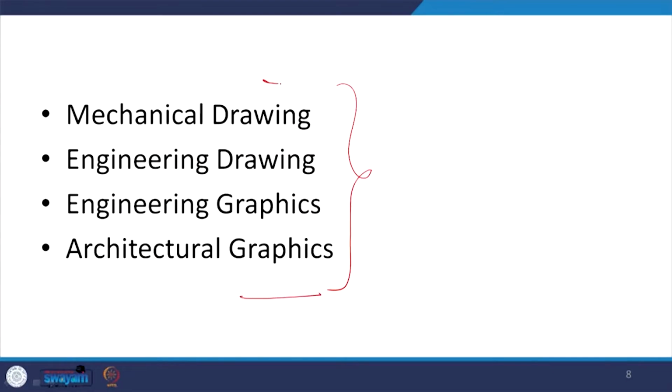So in a sense, what I mean to say is all these are the same things. It's the same subject. You could pick up any book for mechanical drawing or engineering drawing or engineering graphics or architectural graphics, and you would find the same fundamentals being discussed, especially when we are talking about orthographic projection.